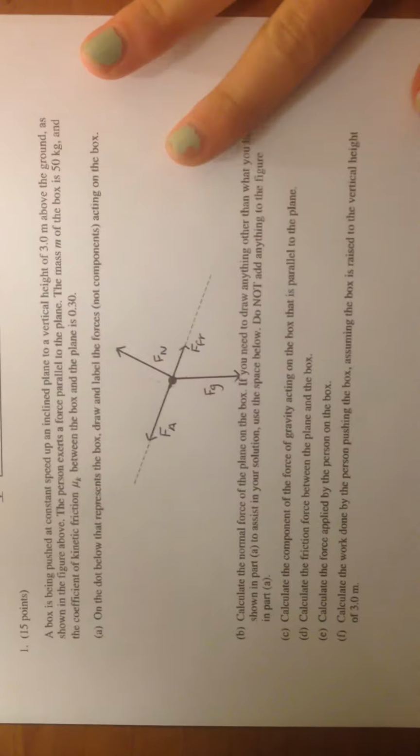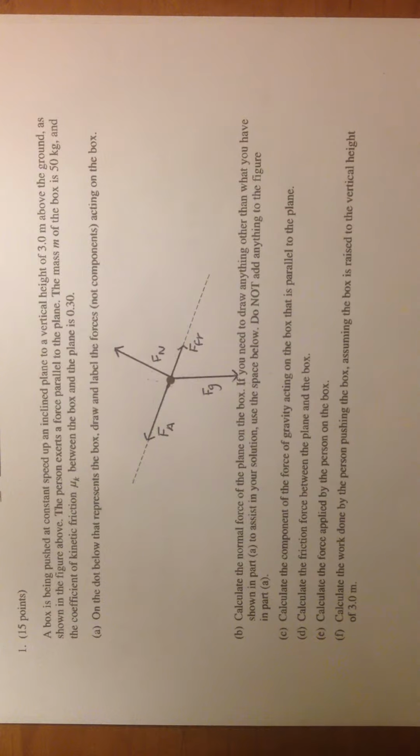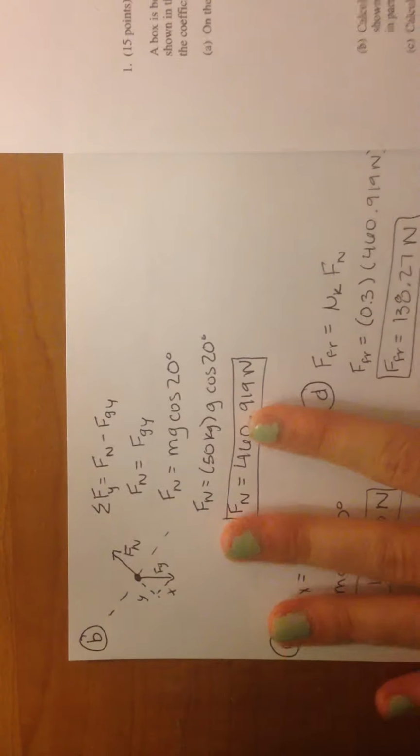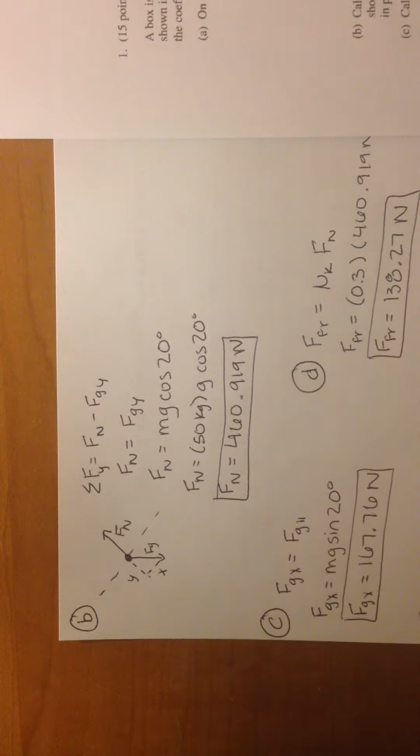So then part B asks, calculate the normal force of the plane on the box. If you need to draw anything, use the space below. Basically, don't draw your components up here. So I moved to some extra paper for part B, and we look up here. I kind of redrew it up here just with the components because personally I like visualizing it.